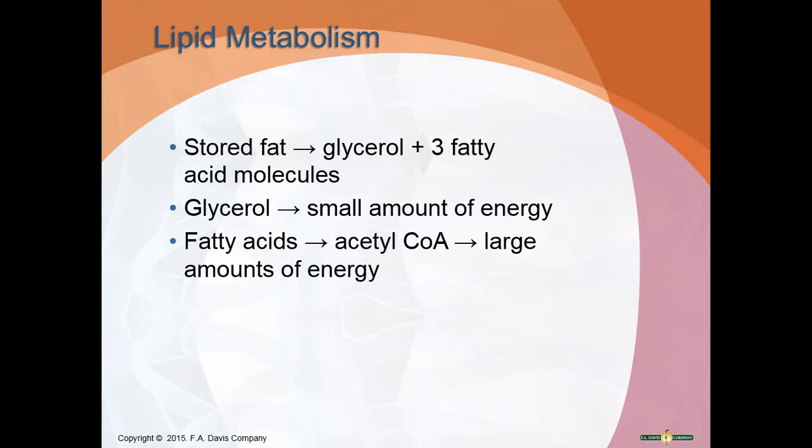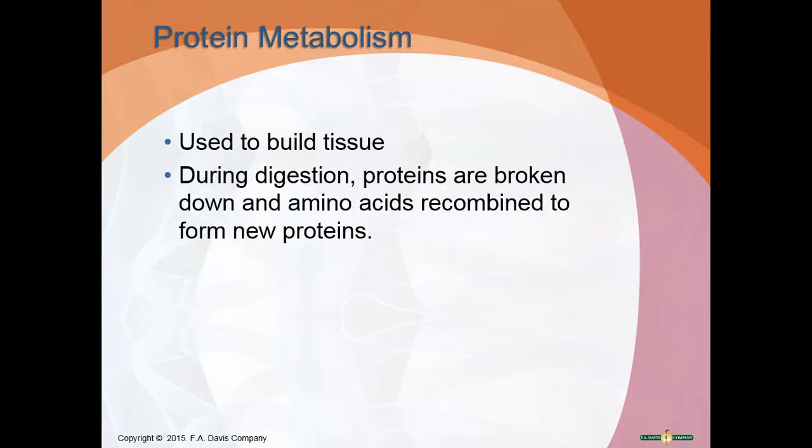When the body rapidly metabolizes fat, an excessive number of acetyl-CoA units are formed. The liver groups some of these units together to form ketone bodies. An accumulation of ketone bodies results in pH imbalance called ketoacidosis. Protein metabolism is used to build tissue. During digestion, proteins are broken down and amino acids recombine to form new proteins.